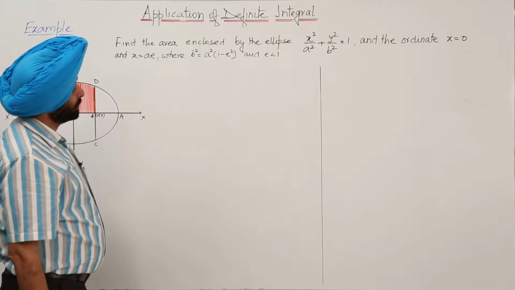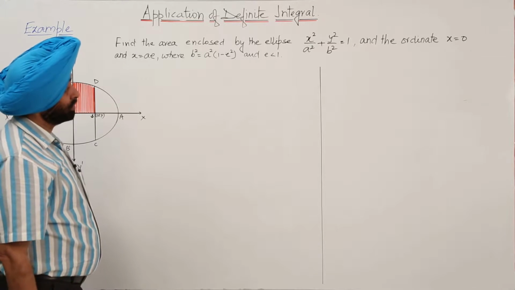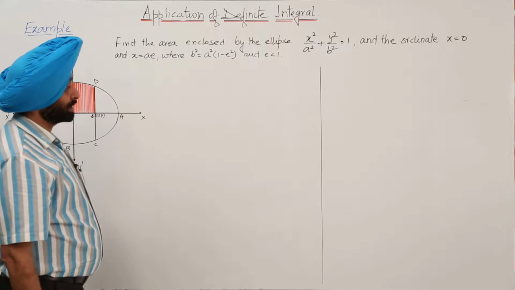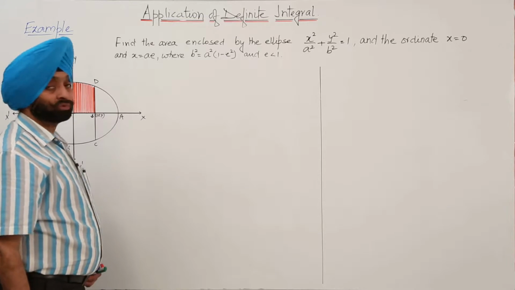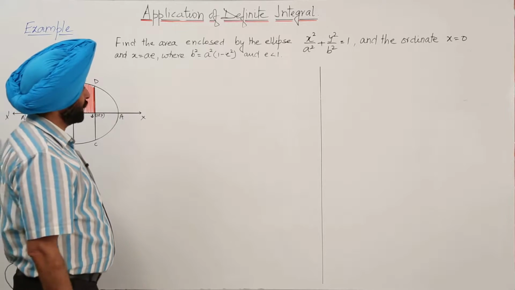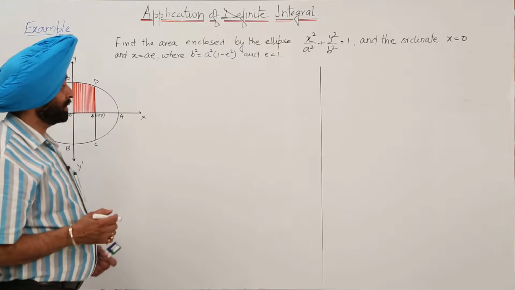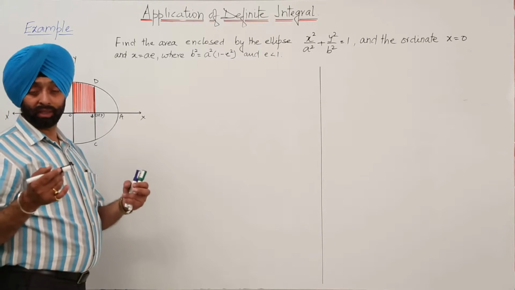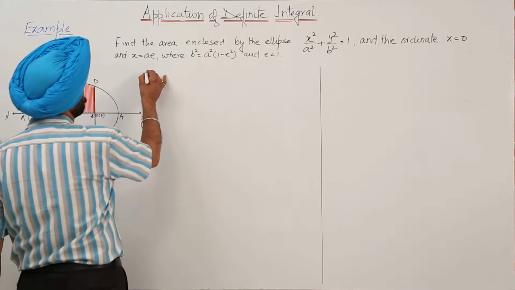Find the area enclosed by the ellipse x square upon a square plus y square upon b square is equal to 1, and the ordinates x is equal to 0 and x is equal to ae, where b square is equal to a square in the bracket 1 minus e square and eccentricity e is less than 1. Naturally, when e is less than 1, it forms an ellipse. Okay.